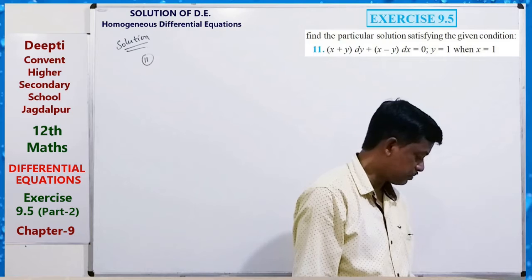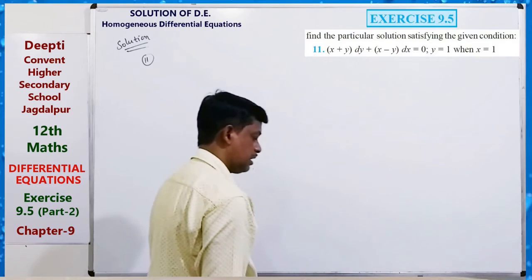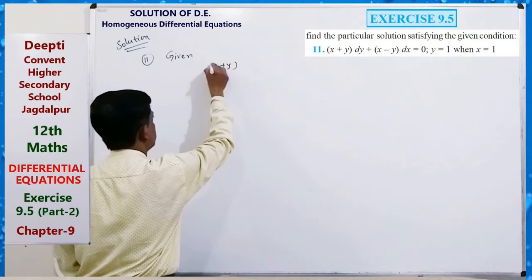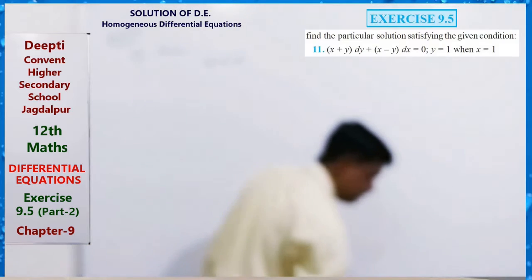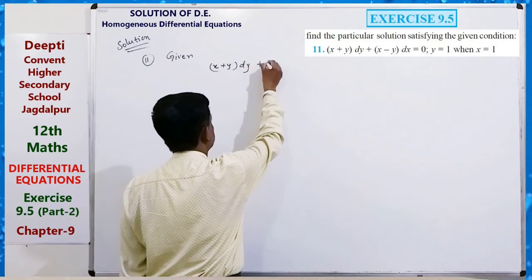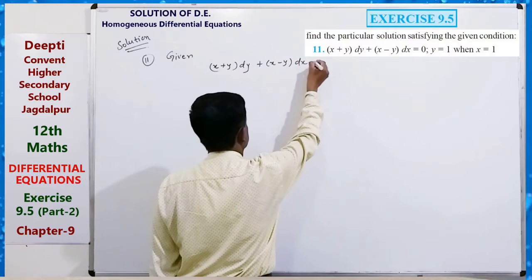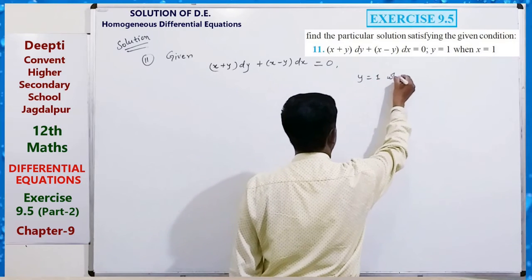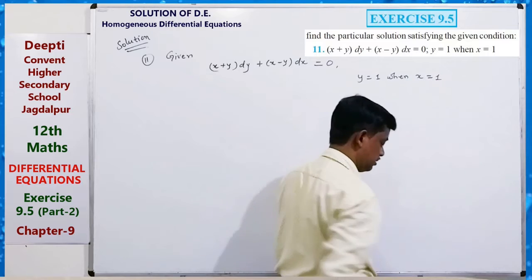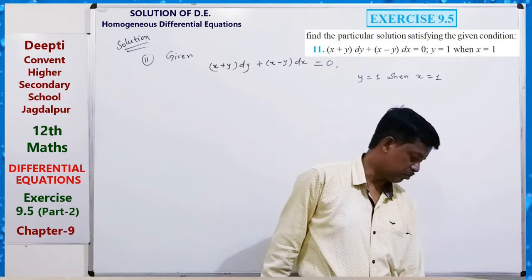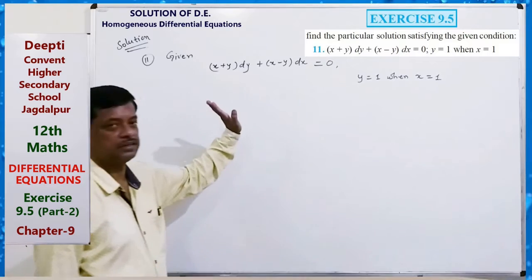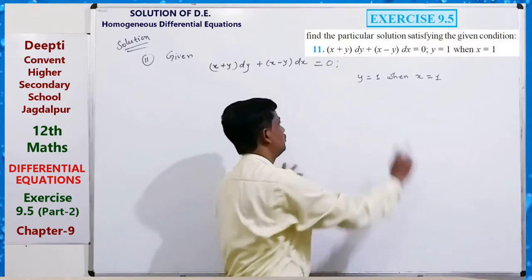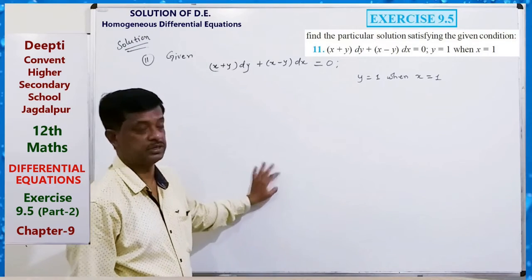Here (x plus y) dy plus (x minus y) dx equals to 0, given y equals to 1 when x equals to 1. Clear? This is the equation. The given equation is this, and this is the given condition. We have to find the particular solution.